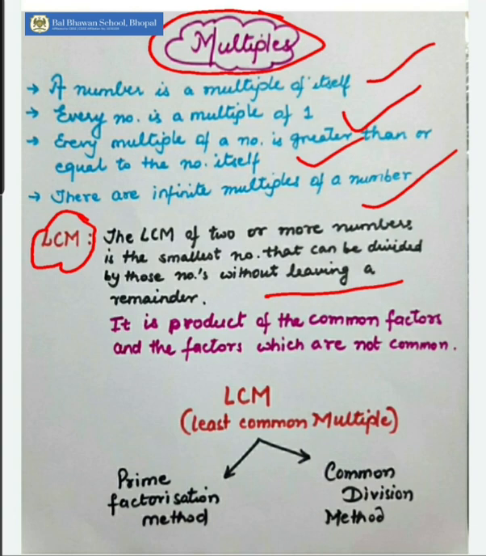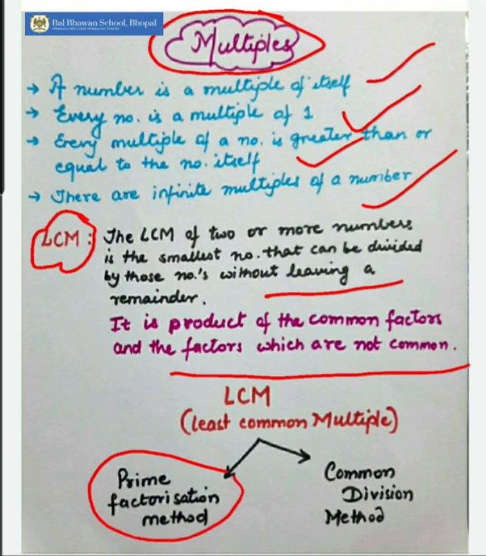It is the product of the common factors and the factors which are not common. We find the LCM, or the least common multiple, by two methods: the prime factorization method and the common division method. Now children, let us learn how to find the LCM.